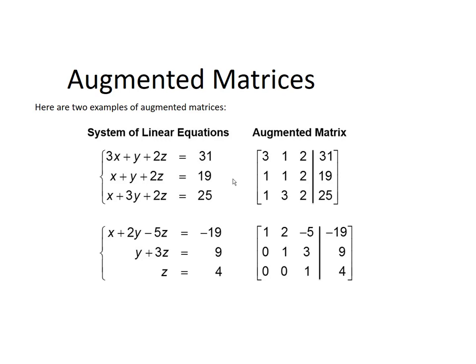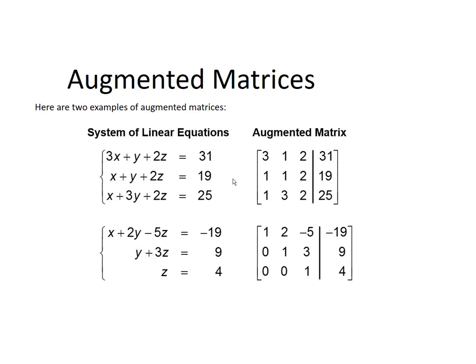We would take all the coefficients, and this would become the augmented matrix with first row of 3, 1, 2, 31. Again, those are the coefficients and the constants for the first equation. Our second row is 1, 1, 2, 19, which are the coefficients and constant of the second equation. And our third row is 1, 3, 2, 25, which are the coefficients and constant of the third equation.